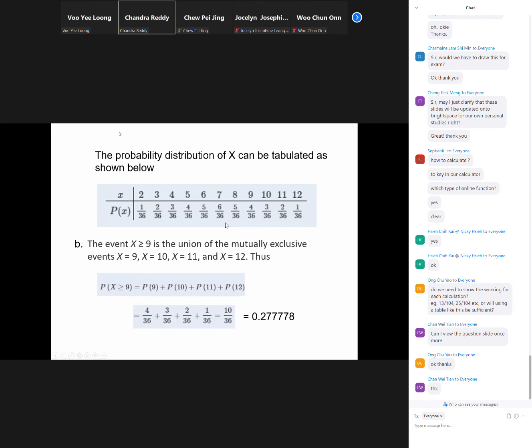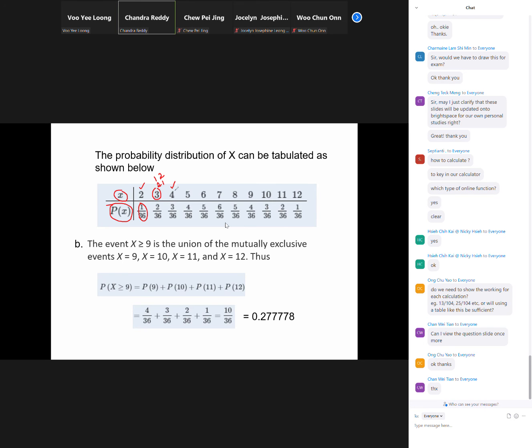So we can prepare a table like this, with X and the probability of X. When X is 2, the probability of getting a 2 when you throw 2 dice is only once, so the probability is 1 over 36. What is the probability of getting number 3? There are 2 ways: the first die gives you 1 and the second gives you 2, or the first die gives you 2 and the second gives you 1. So there are only 2 out of 36 possibilities, and the probability is 2 over 36.